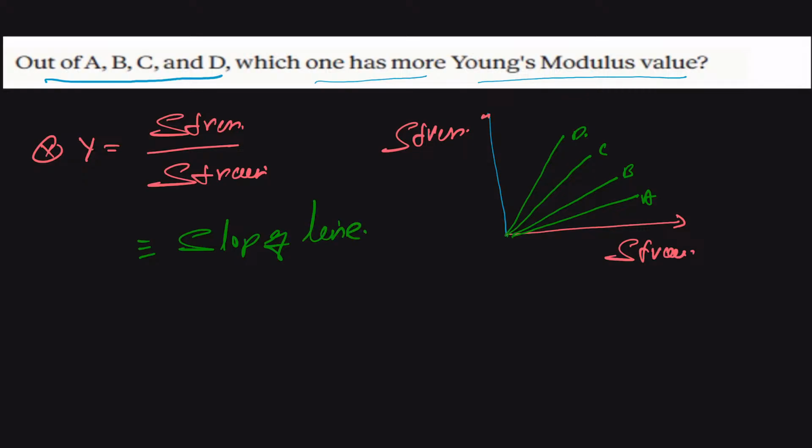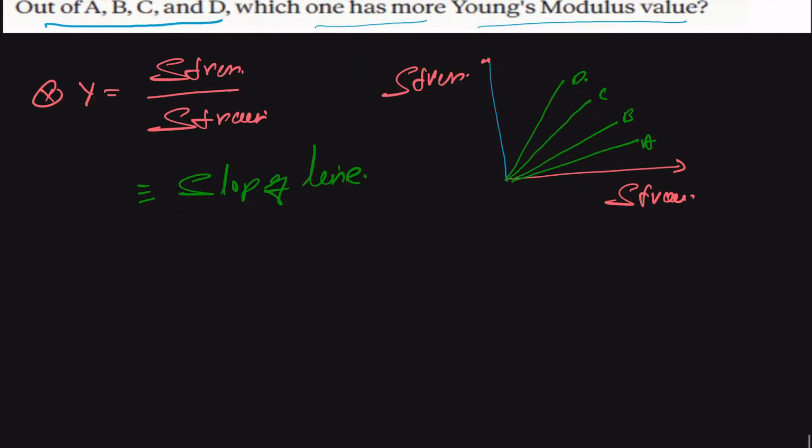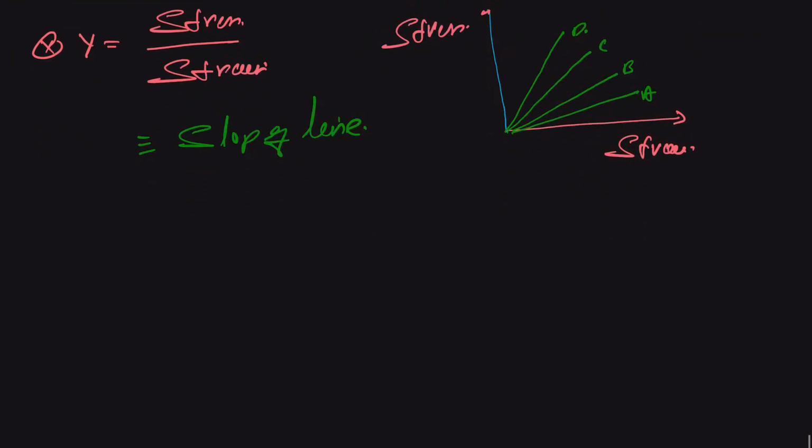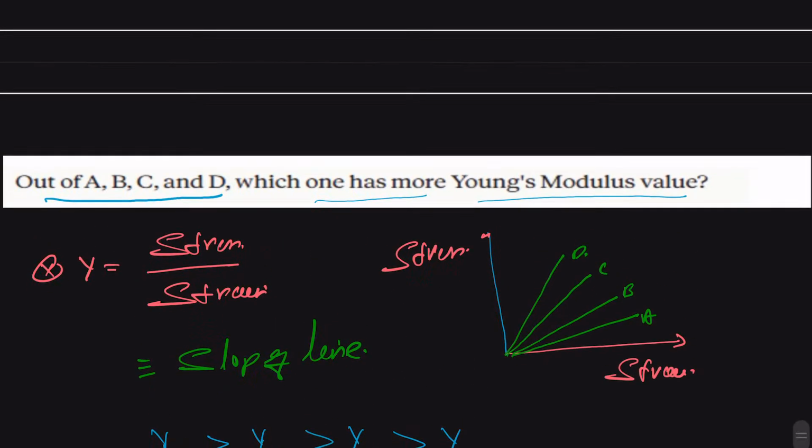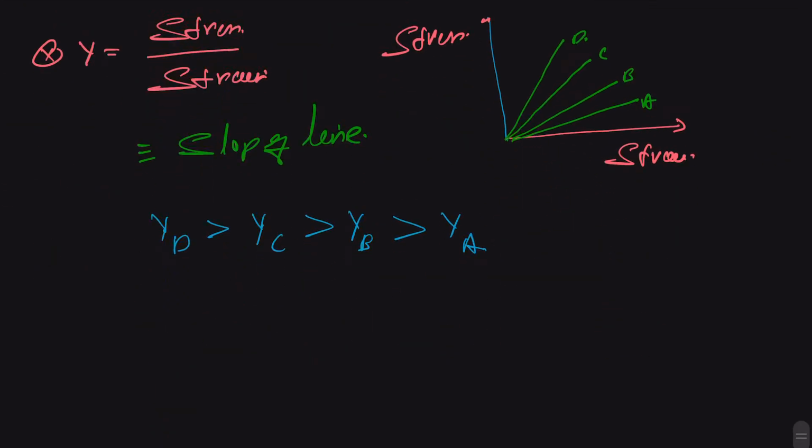So the highest slope is that of D, so Young's modulus of D is greater than Young's modulus of C, which is greater than that of B, which is greater than that of A. So which one has more? D is going to have the highest. So this was quite straightforward. Next question.